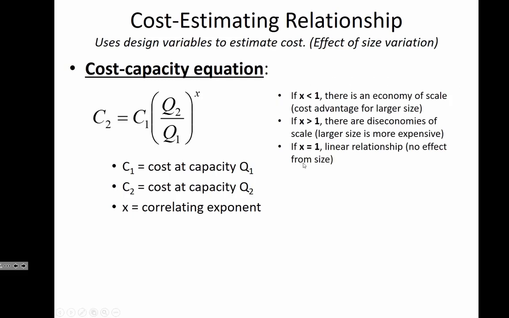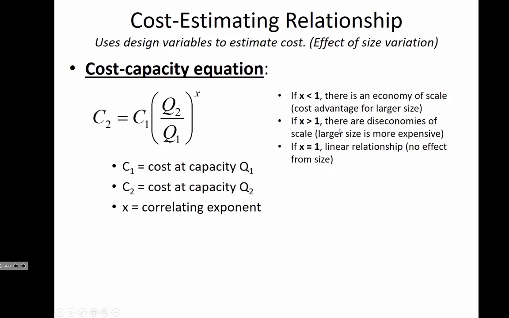So let's look at what these x values could be. If x is 1, then that's assuming that there is a linear relationship, meaning you get no discount for a big facility compared to a small facility. It's all the same, the scaling. If x is less than 1, that's an indication of an economy of scale, meaning that there's a cost advantage for a larger size. In other words, the more you buy of something, you're actually getting a discount per unit of that item that's being purchased.